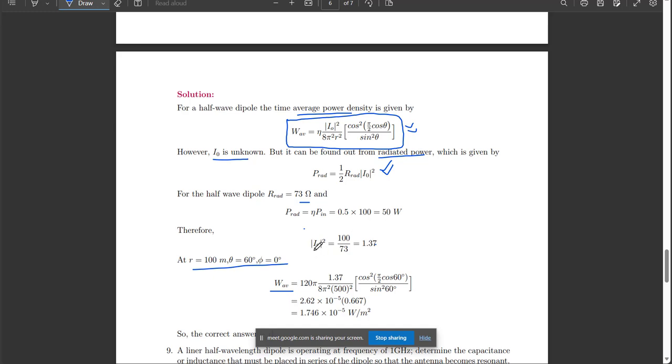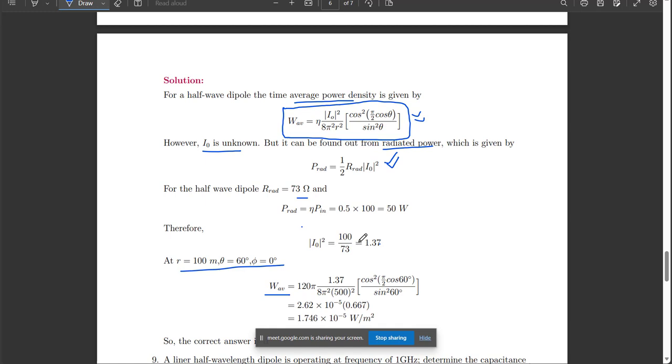We will be able to find the value of I naught. I naught value will be 100 by 73, which equals 1.37. Now for the point r = 100 meters, theta = 60 degrees, phi = 0 degrees, the power density will be this value. One second.